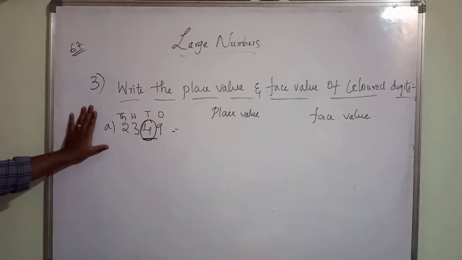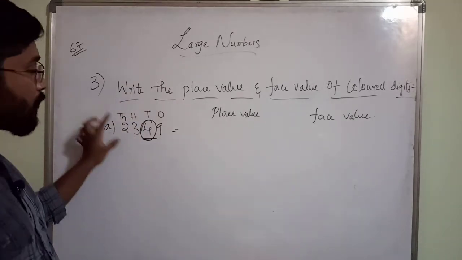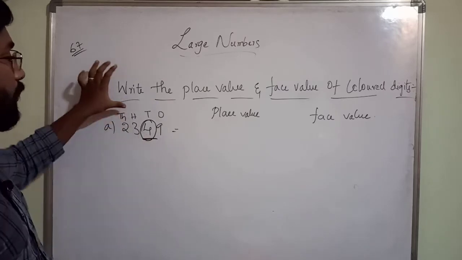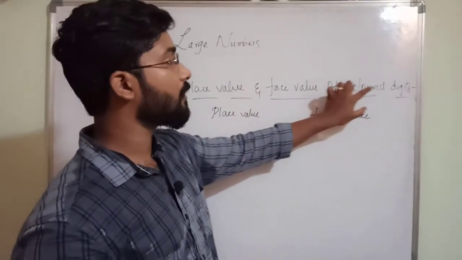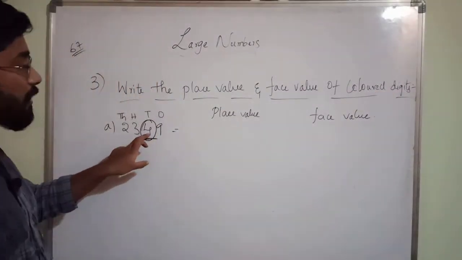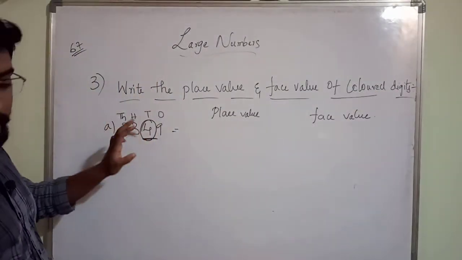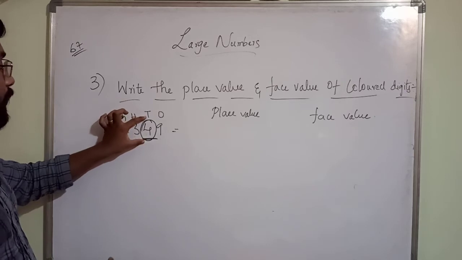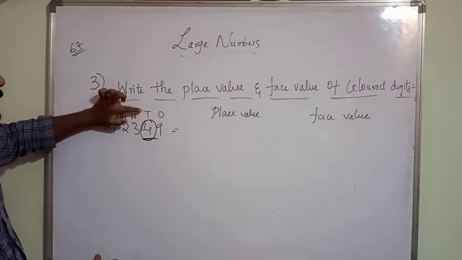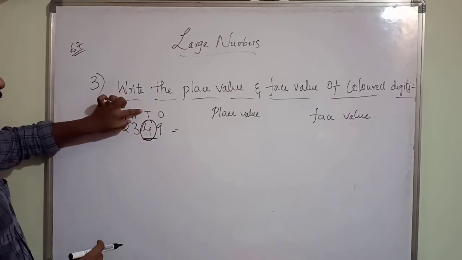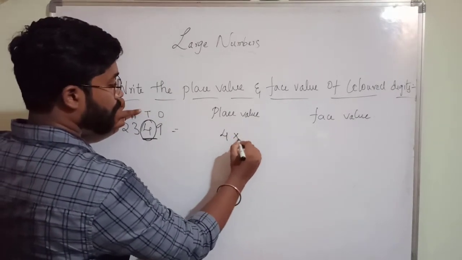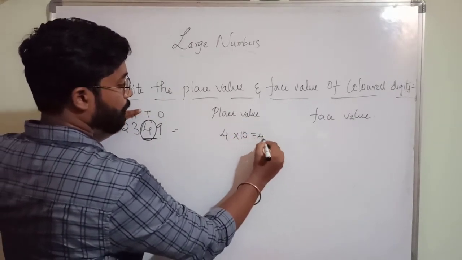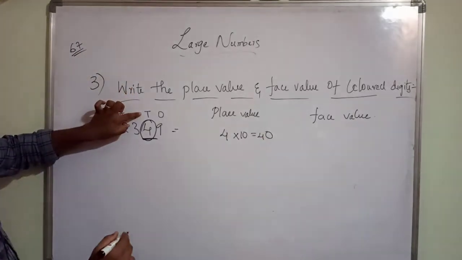So what he has given, read this carefully: write the place value and face value of colored digits. 4 is in red color, remaining all are in black color. So this colored one, red colored one, is in which place? Tens place. So what you will get as place value? 4 into 10, that is 40. This is the place value.